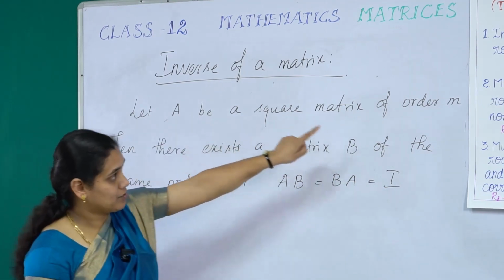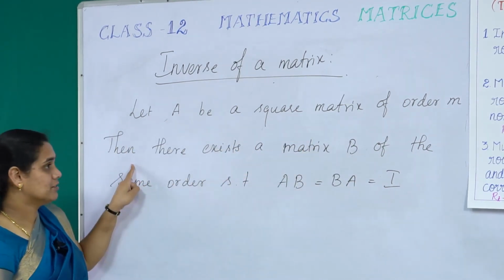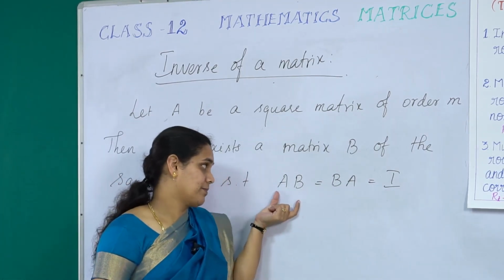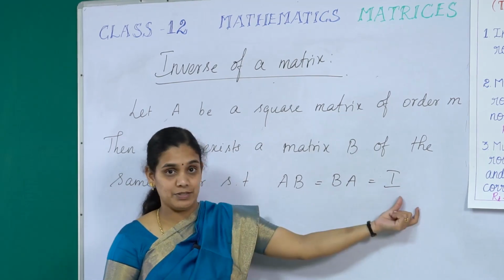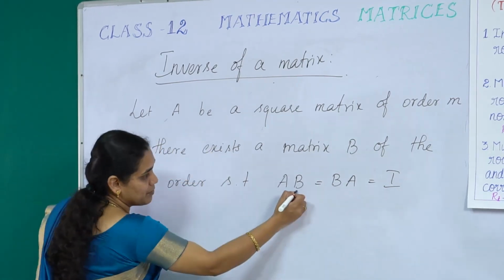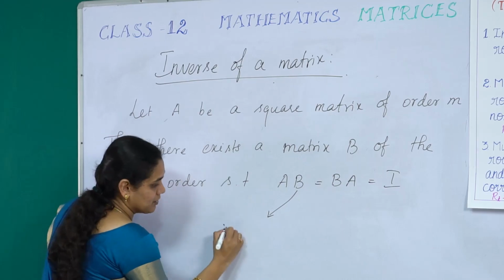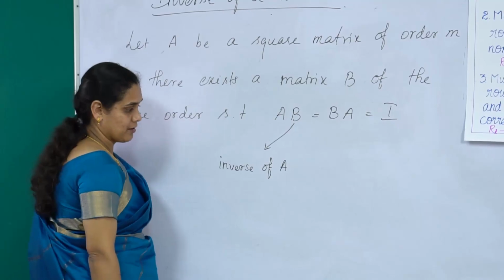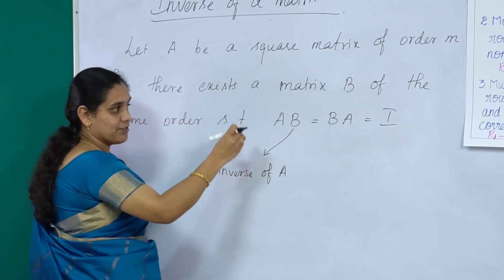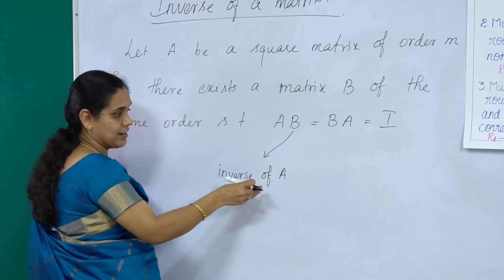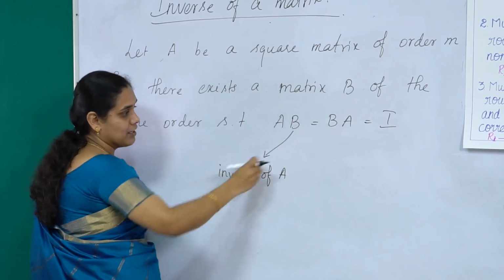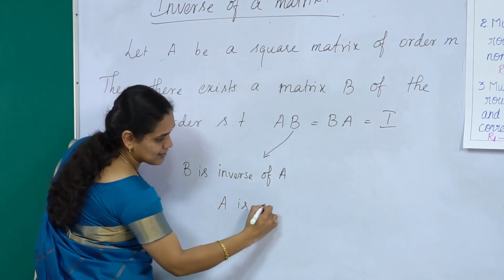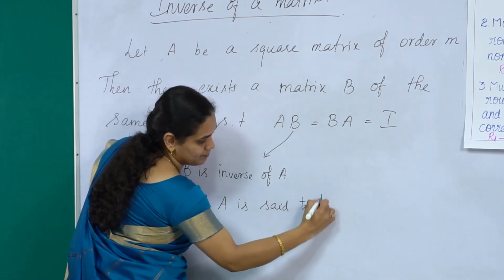Let A be a square matrix of order m. Then there is a matrix B of the same order. If we do the multiplication AB or BA, we get the identity matrix. Then in that case, this B is called the inverse of A. If a square matrix has an inverse, so here A has inverse, what is it? B. Then B is the inverse of A and A is said to be invertible.